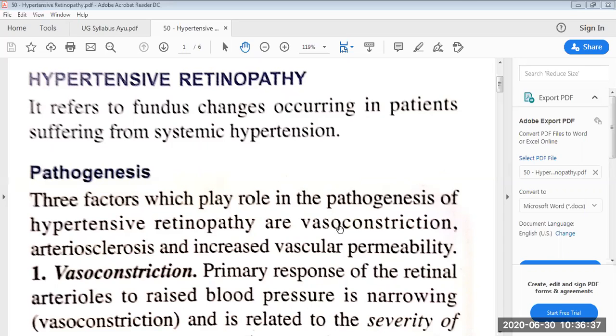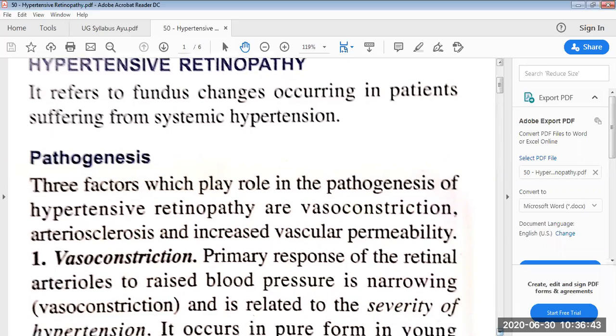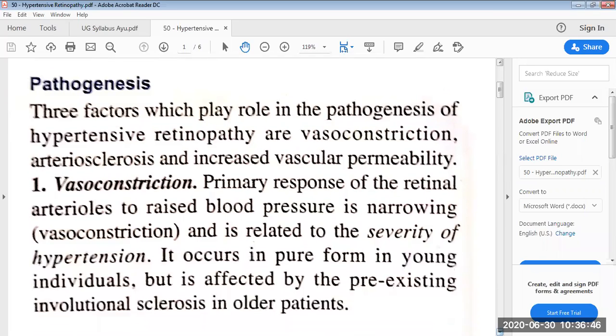Three factors which play a role in the pathogenesis of hypertensive retinopathy are vasoconstriction, arteriosclerosis, and third one is the increased vascular permeability. So the first factor is the vasoconstriction. The primary response of the retinal arterioles to raised blood pressure is narrowing, means vasoconstriction, and is related to the severity of hypertension. It occurs in pure form in young individuals but is affected by the pre-existing involutional sclerosis in old patients.